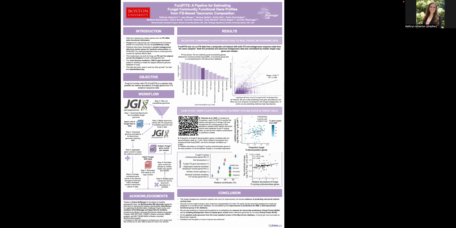To validate Fun2FITS, we ran it on a temperate soil dataset that had both ITS and shotgun metagenomic data from the same samples. Both the predicted and observed gene profiles were normalized using median single copy genes per sample so we could make fair comparisons. Let's look at how we did.